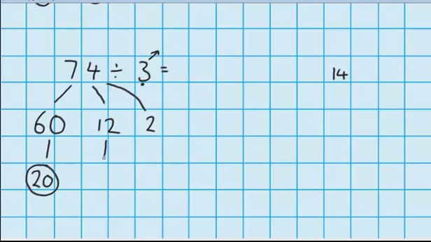Now I'm going to move on to my group of 12. I need to share those 12 items between 3 groups, so that means I need to put another 4 items in every group. Now that means I've just got 2 items left over. Well, I can't share 2 items evenly between 3 groups, so these are the remainders. So to answer the question, 74 divided by 3, first of all I put 20 counters in each group, then I put another 4 counters in every group, so in total I put 24 counters in every group.